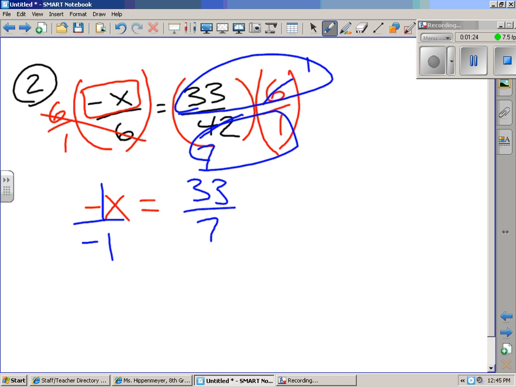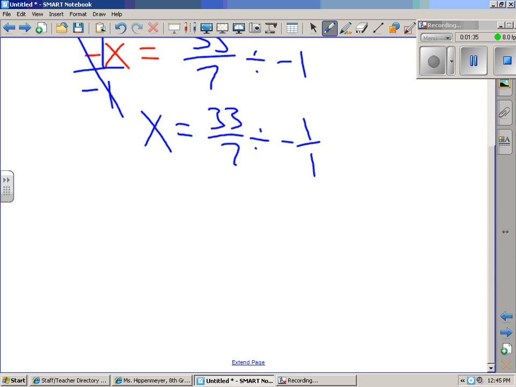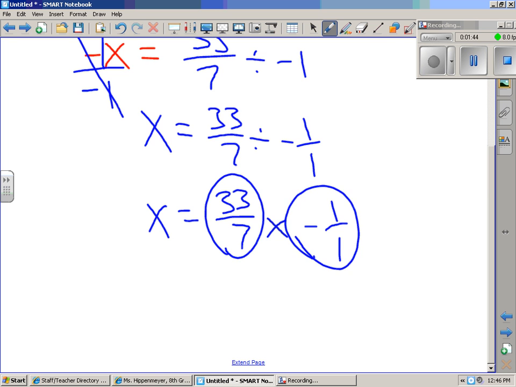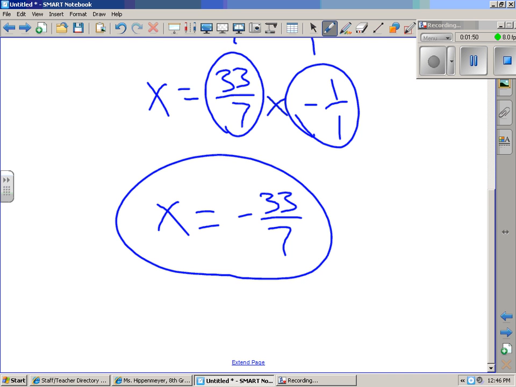To get x alone, we divide each side by a negative 1. Over here we get x, and over here we get 33 over 7 divided by negative 1 over 1. Well, we need to keep, change, flip. And when you multiply 33/7 by a negative 1, you're just going to get negative 33/7, and that is not able to be reduced, so your result is negative 33/7.